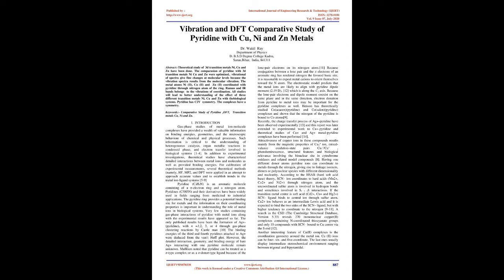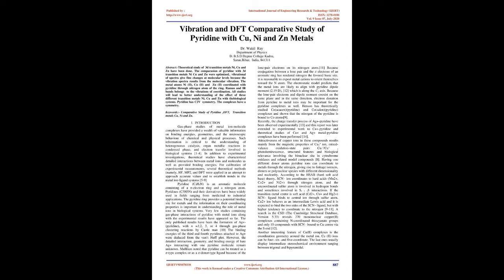The metal atoms Ni2, Cu2, and Zn2 coordinated with pyridine through the nitrogen atom of the ring. Raman and IR bands belong to the vibrations of coordination. All studies will lead to a better understanding of the effect of 3 different transition metals Ni, Cu, and Zn with the biological systems. Pyridine has C2V symmetry. The complexes have a symmetry. Keywords: comparative study of pyridine, DFT, transition metals Cu, Ni, and Zn.